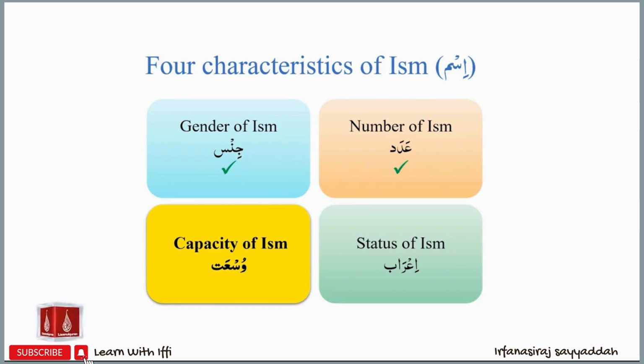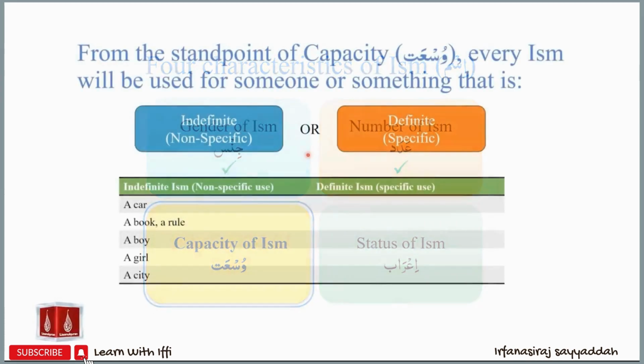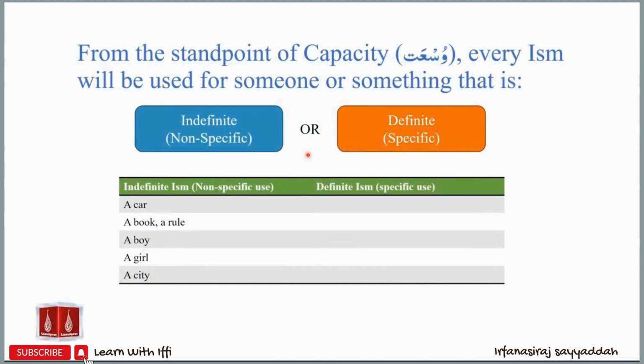Here we will study the third characteristic of ism, which is the capacity of ism, also called wusat. From the standpoint of capacity of ism or the wusat of ism, every ism will be used for someone or something that is either indefinite, meaning that the ism is referring to someone or something that is non-specific, or an ism can be definite, meaning that the ism is referring to someone or something that is specific.